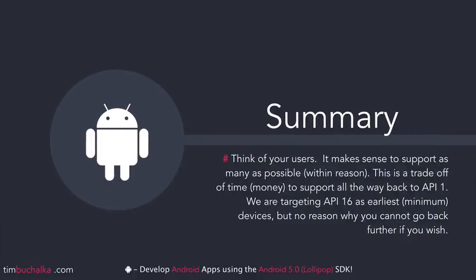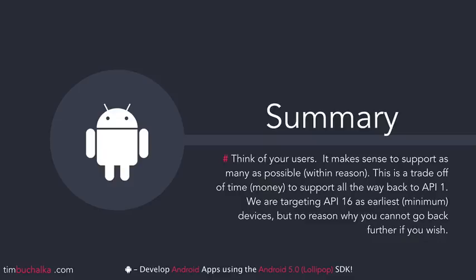So in summary, I urge you to think of your users. It really makes sense to support as many as possible within reason. Now there is a trade-off of time and money to support everyone. So I wouldn't suggest you necessarily go back and try and support everyone right back to API version 1, because you'd have to wonder if someone is still running a device on version 1 when Android came out in 2009. It's 5-year-old hardware. I mean, they probably can't download and do much anyway.